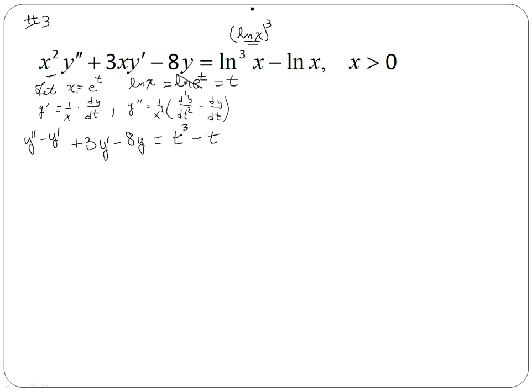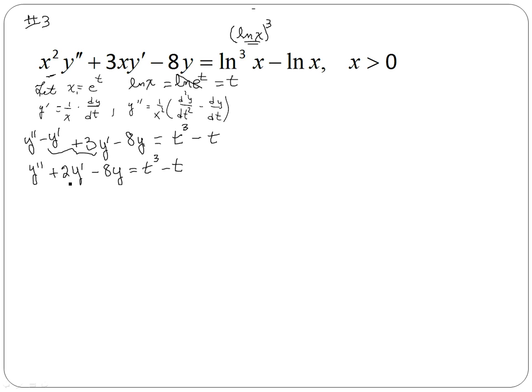Now, here you can combine your y derivative terms. These are like terms, so they can be combined to give you the second derivative plus 2 times the first derivative minus 8y is equal to t to the third minus t.